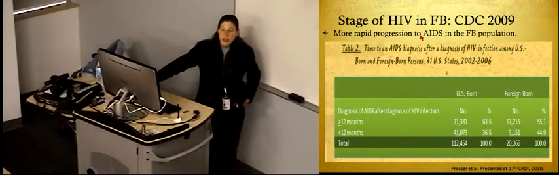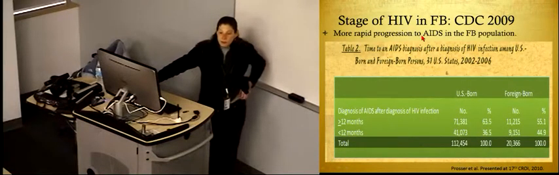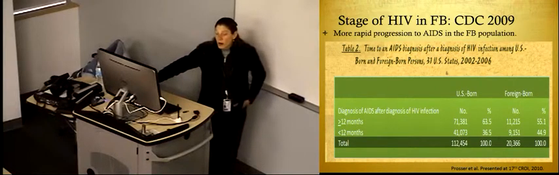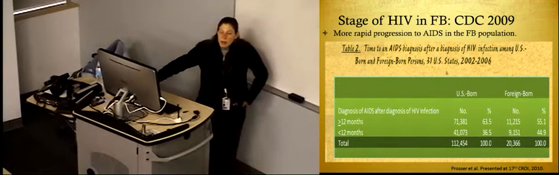Then they looked at the stage of HIV in U.S.-born versus foreign-born. Meaning what they did was they looked at the time to progress to AIDS, so meaning their CD4 cell count went equal to or less than 200, or they had an AIDS-defining condition, and they compared this in foreign-born and U.S.-born. And the long and the short of it is it was more common to progress to AIDS more rapidly if you were foreign-born.